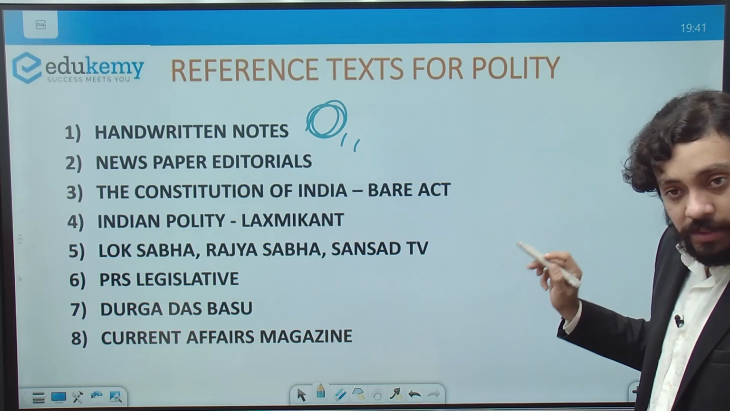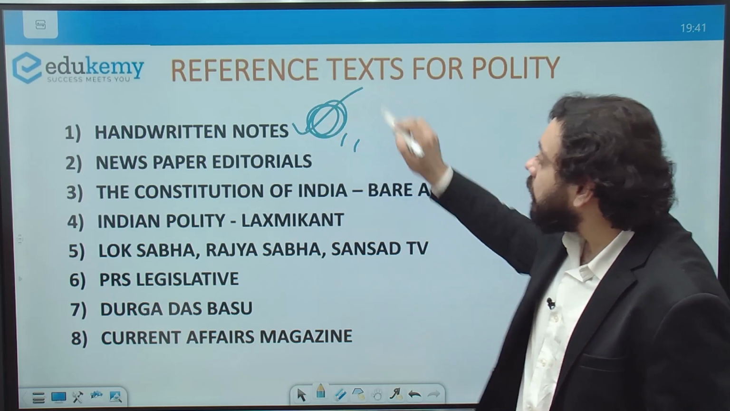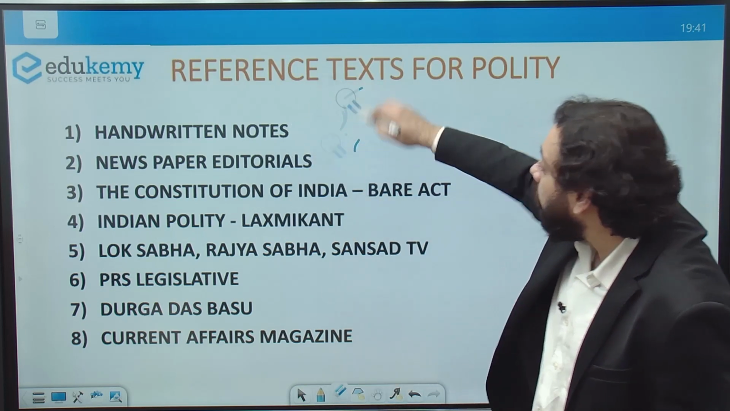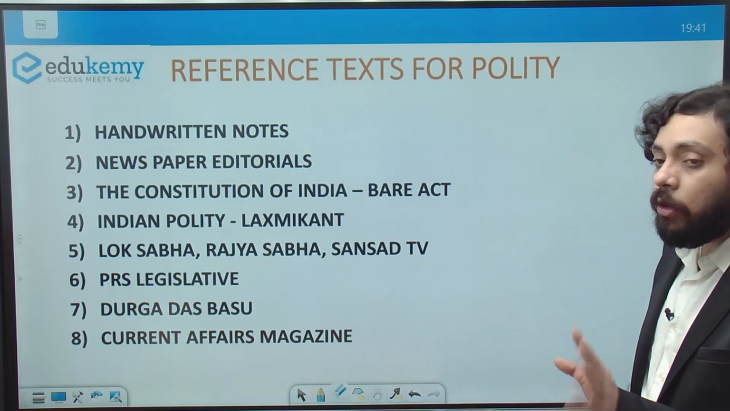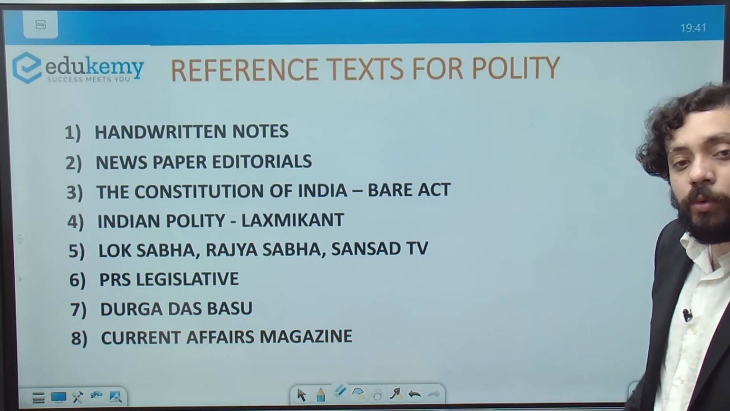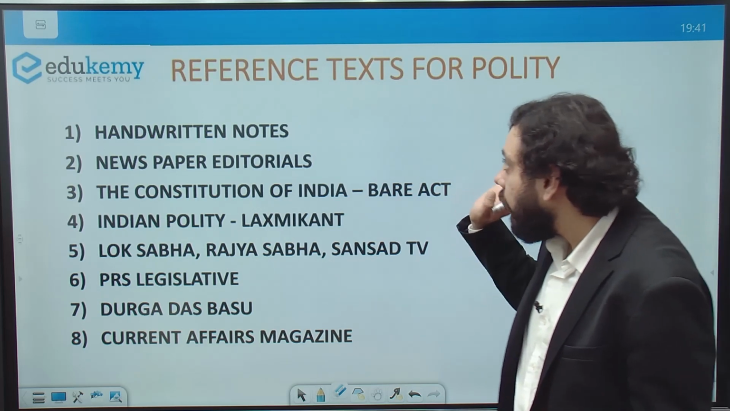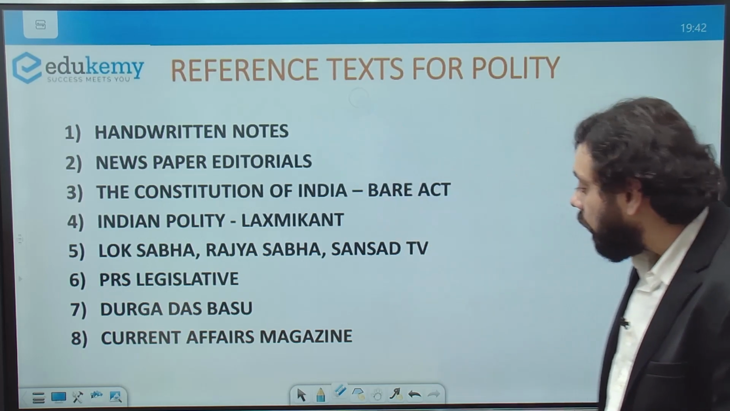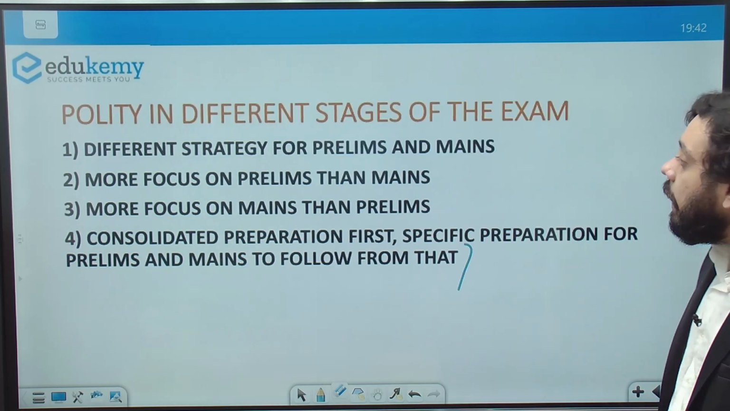Again, I'm emphasizing your own notes are the best version of notes because they are written by your hand, committed to your memory while you were writing them, and therefore they are the most important part of the entire exercise. So if you have very good handwritten notes of your own, you don't need the assistance of any magazine.